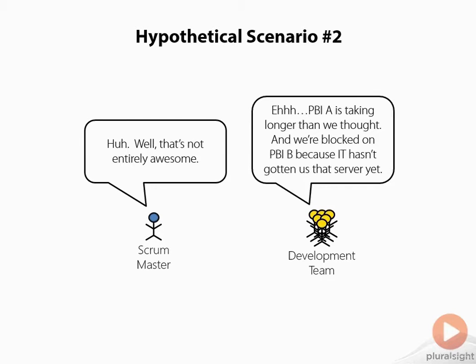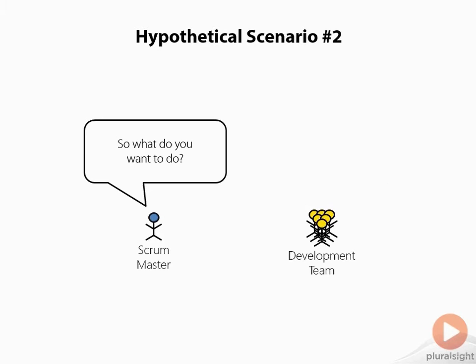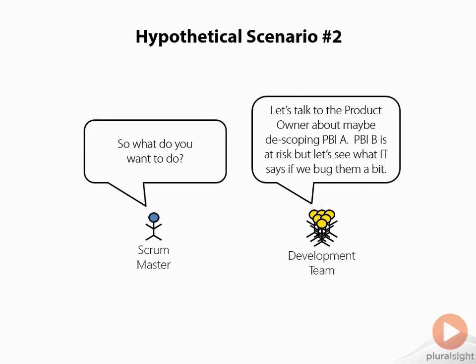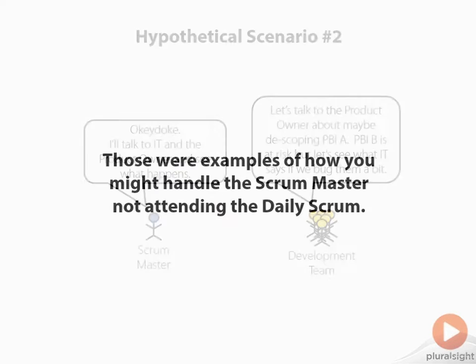And Scrum Master says, oh, well, that's not entirely awesome. What do you guys want to do about it? Development team then says, well, let's talk to the product owner and let's see if we can de-scope PBI-A a bit, maybe bring it back in line. And then for PBI-B, it's at risk, but let's see if we can lean on IT just a little bit and maybe get us that server we need. Scrum Master says, okay, great. I'll talk to IT and the product owner and we'll see how it goes.